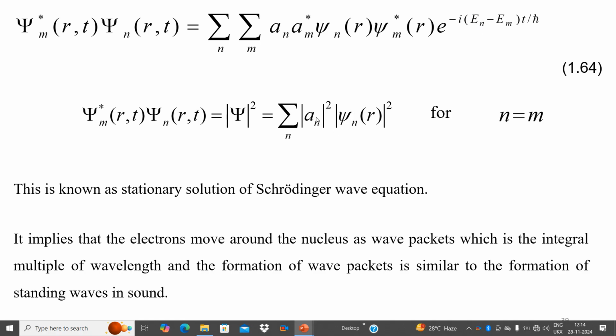Now look at the expression. The left hand side depends on position and time, whereas the right hand side depends only on position, not on time. And this solution is known as the stationary solution of the Schrödinger wave equation. It implies that the electrons move around the nucleus as wave packets, which is an integral multiple of wavelength. And the formation of wave packets is similar to the formation of standing waves in sound.